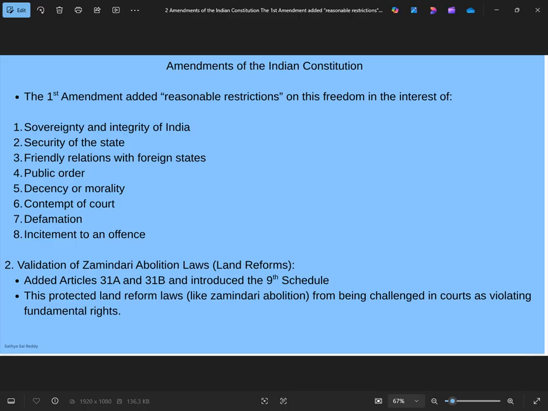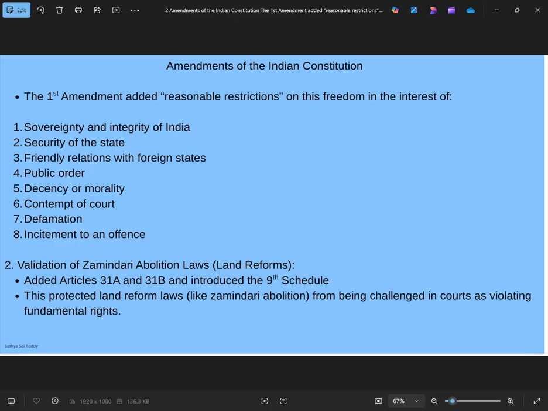The First Amendment added reasonable restrictions on this freedom in the interest of sovereignty and integrity of India, security of the state, friendly relations with foreign states, public order, decency or morality, contempt of court, defamation, incitement to an offence. Point 2. Validation of Zamindari abolition laws, land reforms.